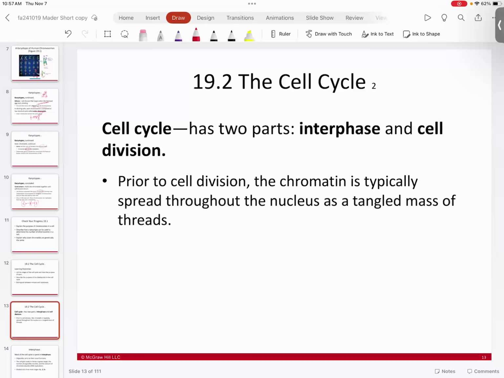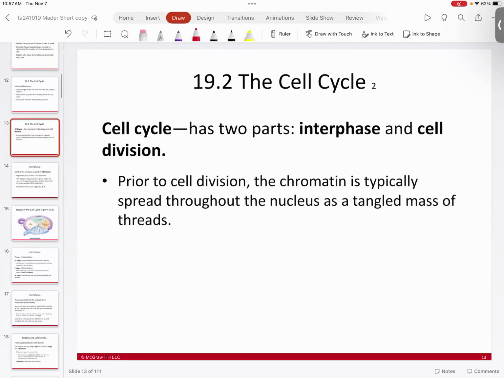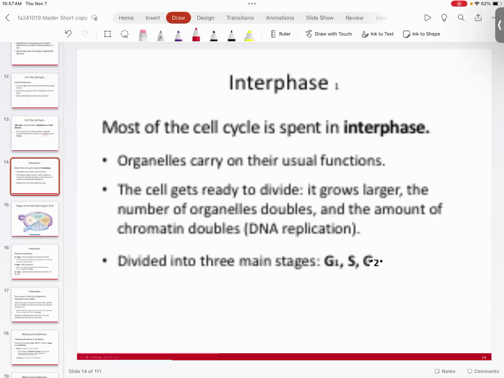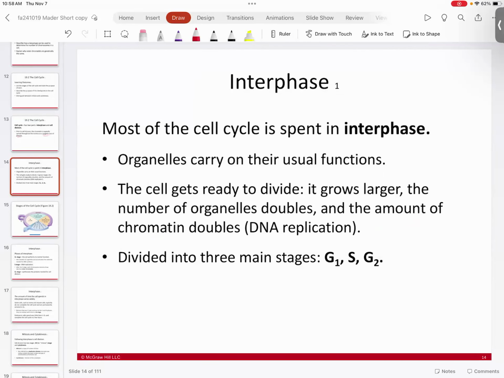Okay, so let's go ahead and take a look at the cell cycle. In the cell cycle, you have two main parts, interphase and cell division. That's the reason they call it interphase, because it's an intervening area between cell divisions. So before cell division occurs, in a non-dividing cell, chromatin is spread all over the place. It's a tangled mass of threads, basically actively being used DNA.